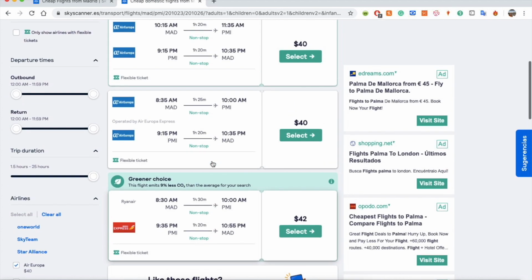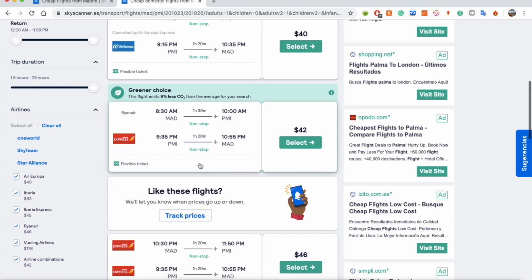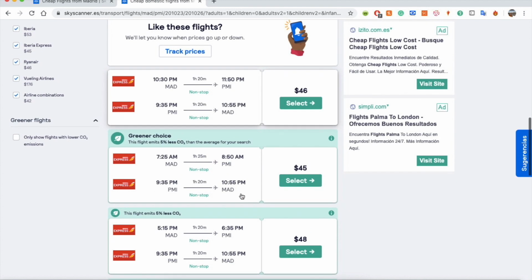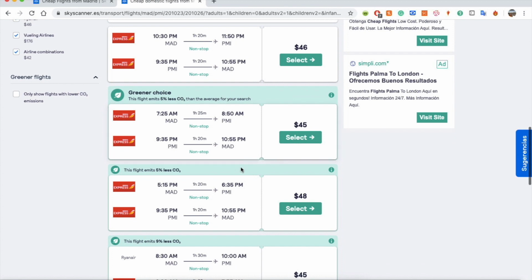Here's another one. If you don't like those times, there's other times, 8:30 to 10. Another one at night. Night flights. It's looking a lot of night flights, which I actually prefer because I don't like to wake up for a 7:20 a.m. flight. Like, no, thank you. I'm trying to go in the afternoon or something like that where I don't have to be rushing.